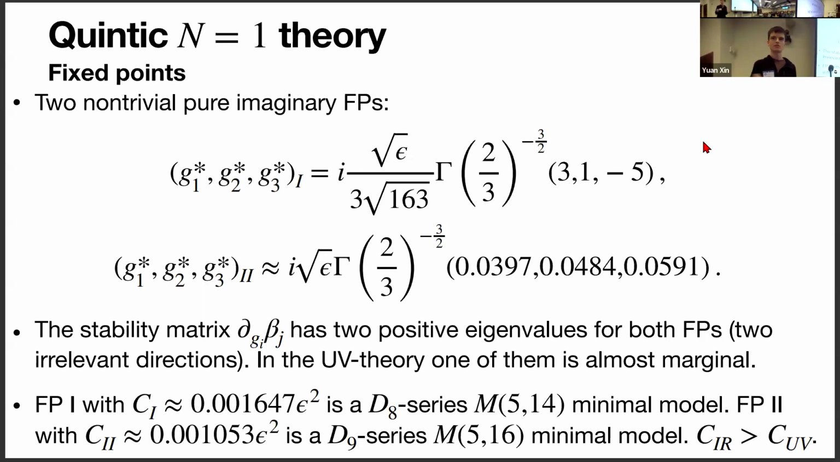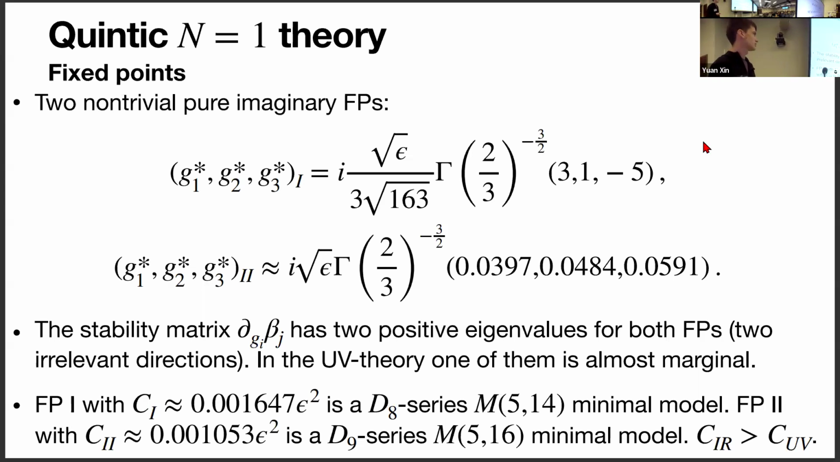Of course, we expected to find that one relevant field becomes irrelevant in the IR, but this flow is not as short as the flow from M310 to M38. So we think that in the UV theory, one of the irrelevant operators is almost marginal, it's almost 0. So we think that during this RG flow, firstly, it starts to become relevant, and then at the end of this flow, it becomes irrelevant. So this we're not sure about.